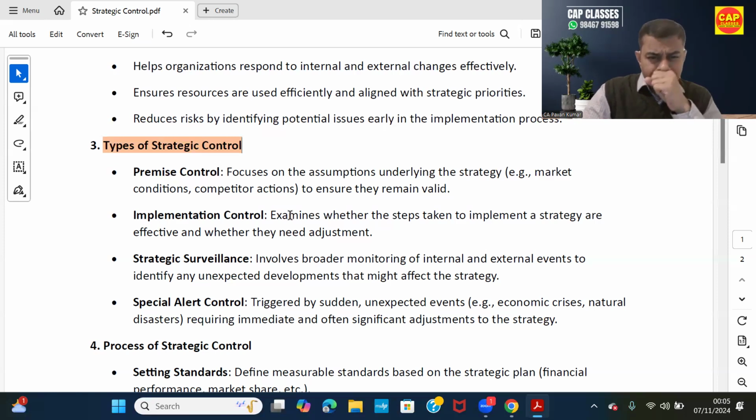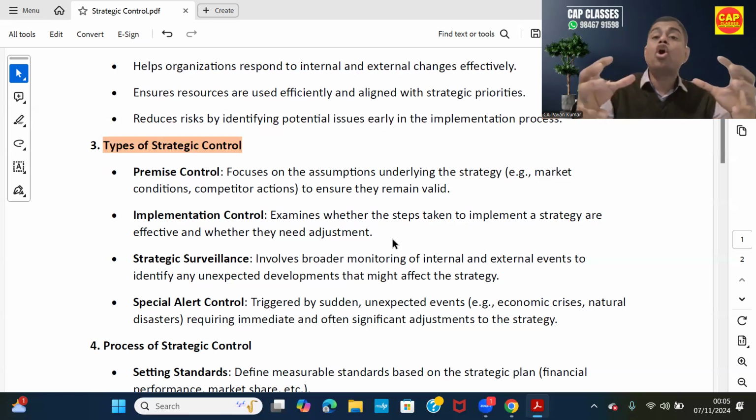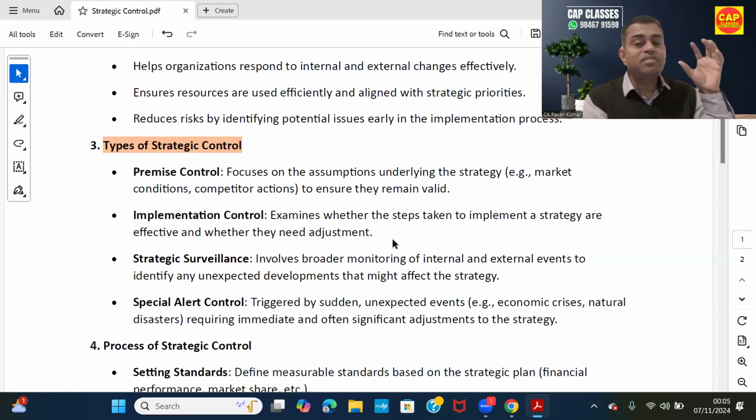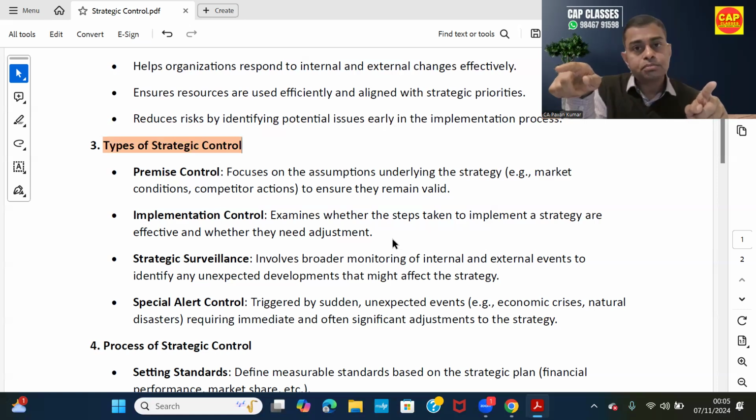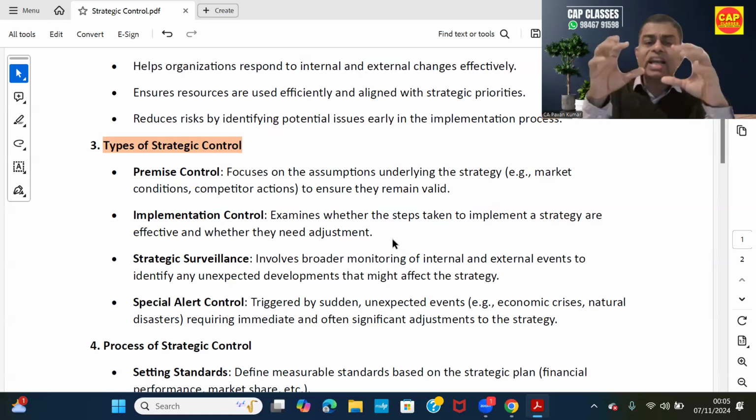Read this. Examines whether the steps taken to implement a strategy are effective and whether they need adjustment. This is the second control. What is the first control? Premise control. What is the second control? Implementation control. What is the third control? Strategic surveillance. Now, strategic surveillance is a broader word. So you have put one CCTV camera and then there is a board saying you are under electronic or camera surveillance. It means you are just monitoring in general.